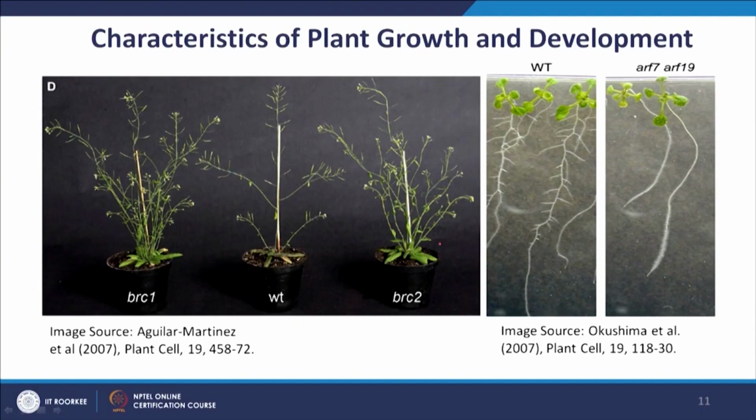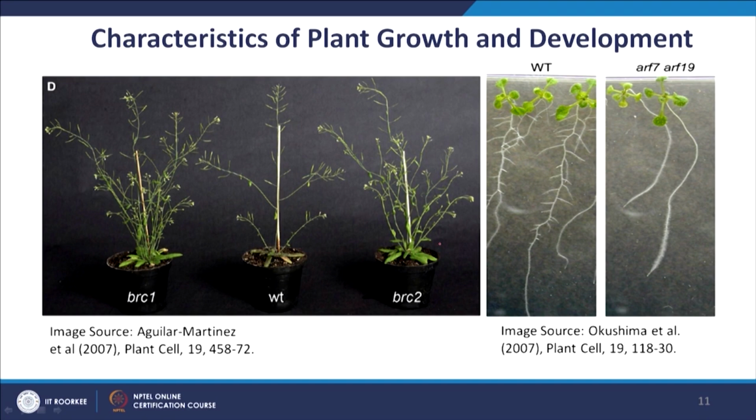Here are some mutants for this. If you look at these two mutants, and if you see this is the wild type plant, there is a certain amount of branches, but if you look at both the mutants, both have a high amount of branches. The branching is increased, the shoot branching is increased. So, this is a kind of loss of apical dominance phenotype.